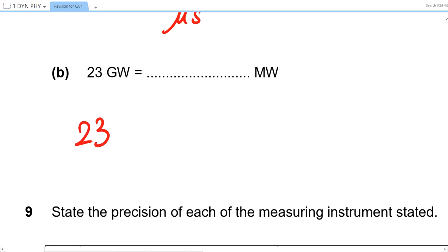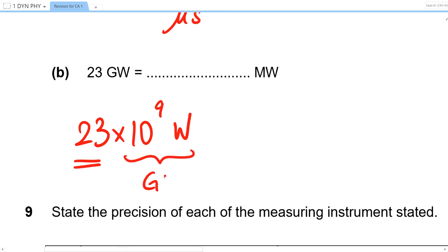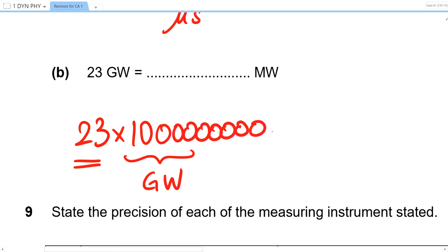What does giga mean? 10 to the power of 9. So, this is 10 to the power of 9 with a watt. So, we read this as 23 gigawatt. If you are not familiar with 10 to the power of 9, you want to write down all the zeros. Yeah, sure, go ahead. 1, 2, 3, 4, 5, 6, 7, 8, 9 watt. So now this becomes gigawatt.